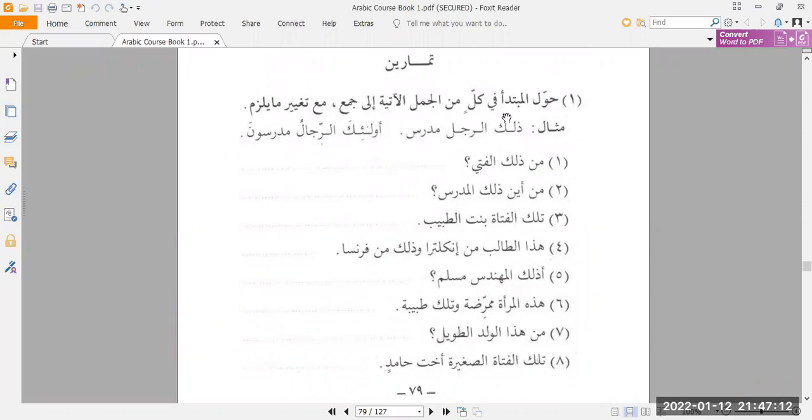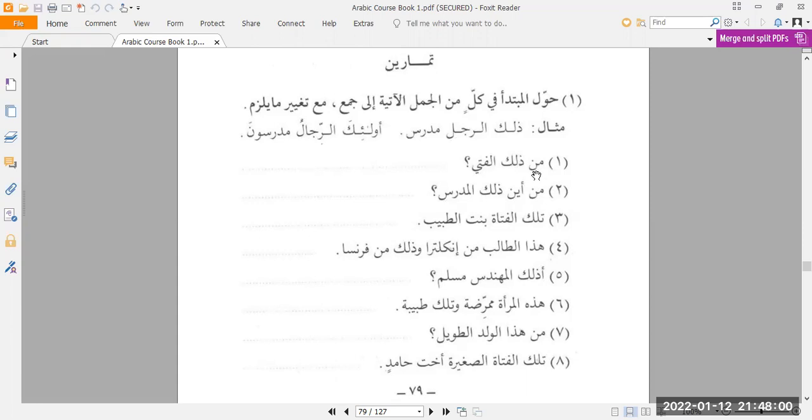Number 1: حول المبتدأ في كل من الجمل الآتية إلى جمع مع تغيير ما يلزم. مثال ذلك: ذلك الرجل مدرس، أولئك الرجال مدرسون. So he says change the مبتدأ in each of the following sentences, the thing we're speaking about, change it to plural, along with changing whatever else is necessary. So he says ذلك الرجل مدرس, singular. So therefore you want to change it to plural. ذلك to أولئك, الرجل to الرجال, مدرس to مدرسون. We're changing a whole sentence from singular to a whole sentence of plural. And that's what is wanted from you.